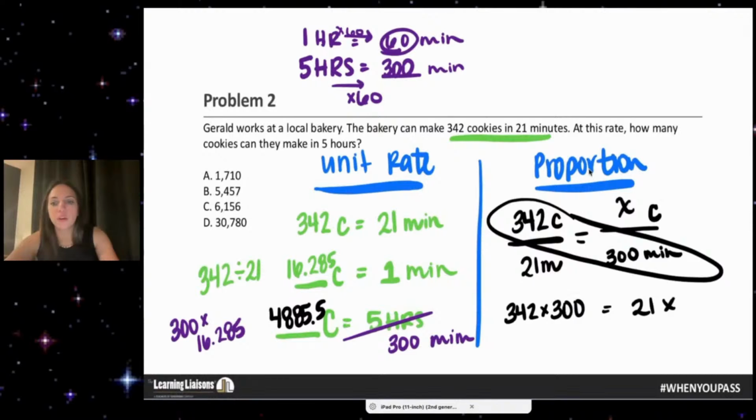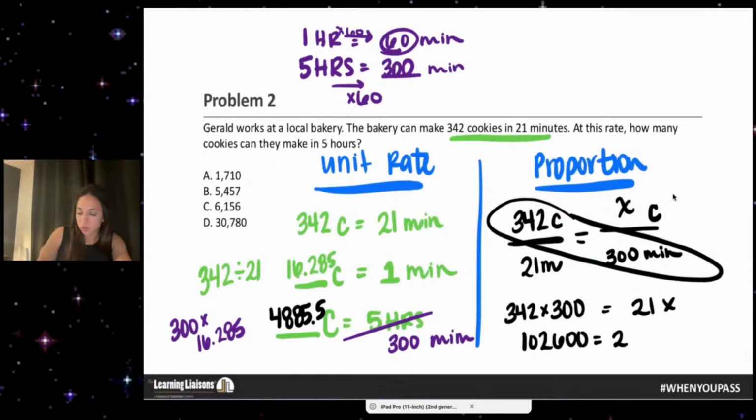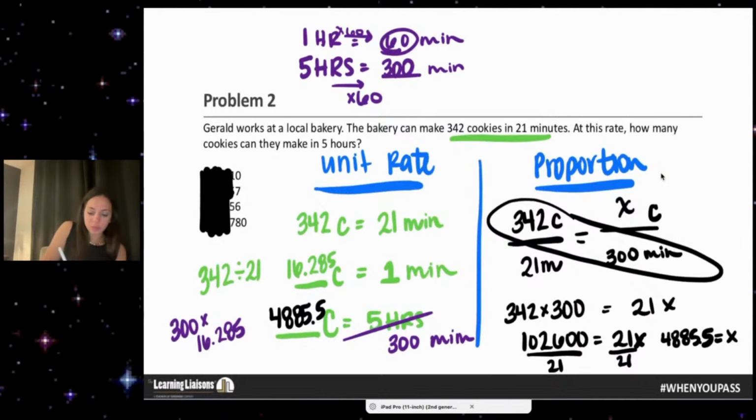And 342 times 300 is 102,600 equals 21x. And if I divide both sides by 21, okay, it wasn't a bad problem. I just forgot to change the answer choices. I like when that happens. X equals the same thing, 4,885.5 cookies.